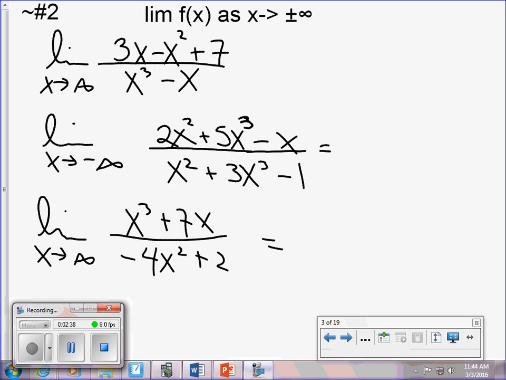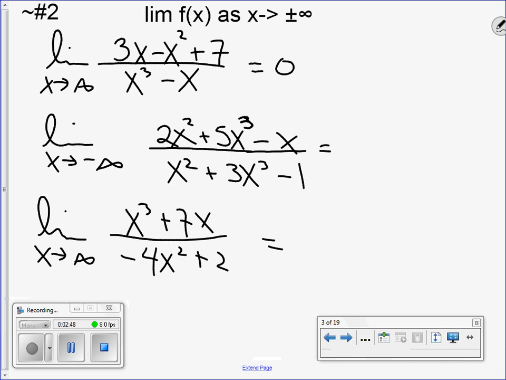The highest power, called the degree, of the numerator is less than that of the denominator. So whenever that's the case, and you're taking the limit as x approaches plus or minus infinity, what you get is 0. That's when the degree of the numerator is less than the degree of the denominator. Take a look at the second one.